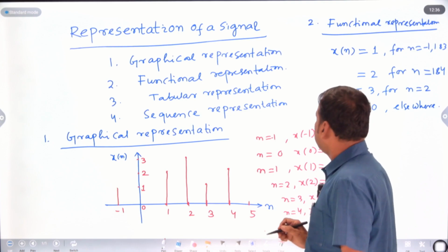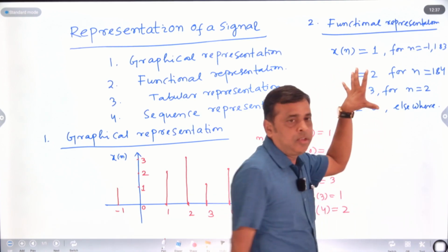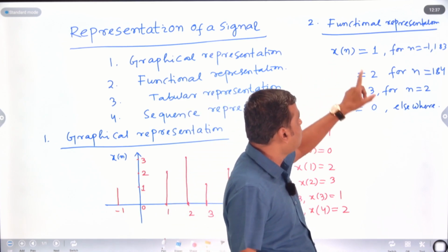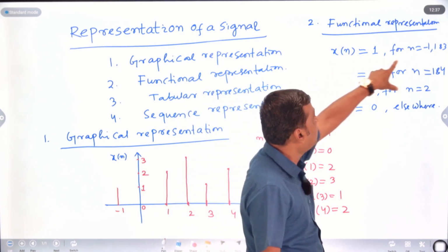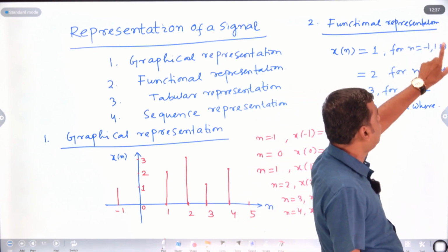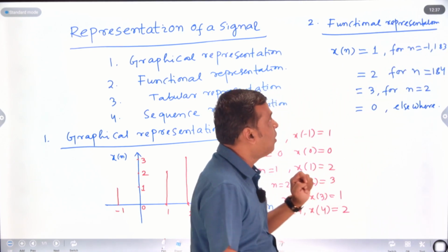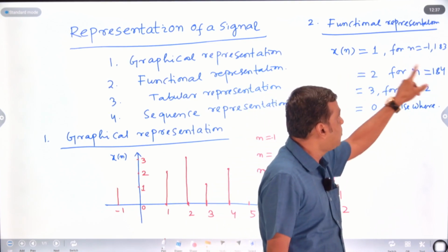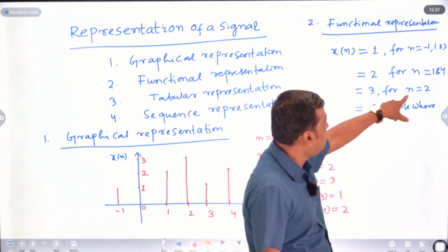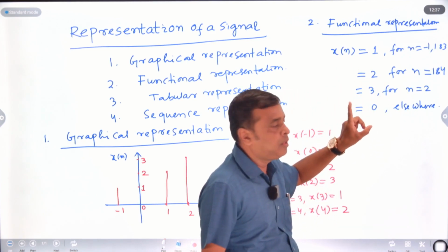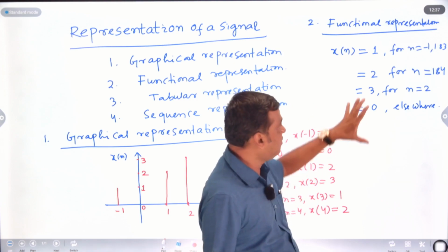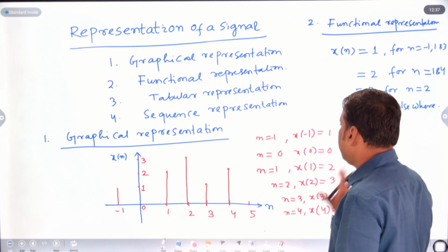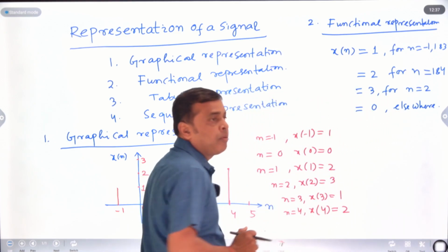Okay, so only this information is given. If it is a functional representation, x of n equal to 1, that means you will understand that for n equal to -1, 1 and 3, the value of x of n equals 1. For n equal to 1 and 4, x of 1 equals 2 and x of 4 equals 2. For n equal to 2, x of 2 equals 3. Then 0 elsewhere: except for -1, 1, 3, 4, 2, for any other value of n, x of n will be 0.